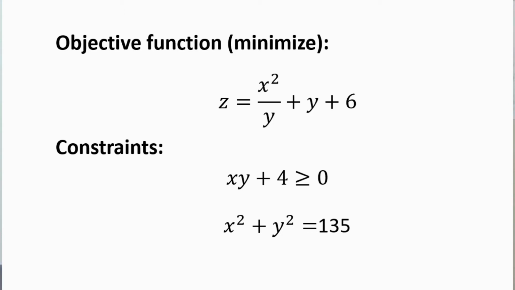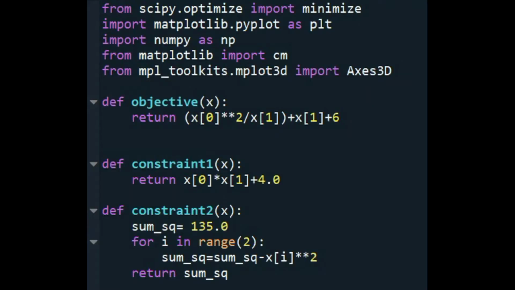The entire script is being shown. Look. Let's import the function minimize from scipy.optimize. At the end of this program, I will create a graph that shows the solution compared to the initial guess, and for that, I imported the function plt from matplotlib.pyplot. First, I defined the objective function, x0 squared divided by x1 plus 6.